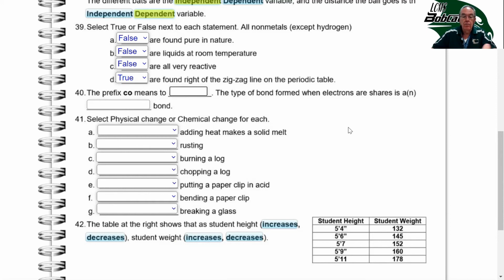The prefix co means to share, like cooperate, commingle. Okay. Or like if animals cohabitate, they share the habitat. The type of bond formed when electrons are shared is covalent.